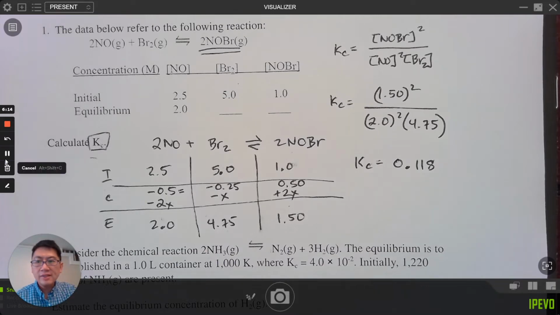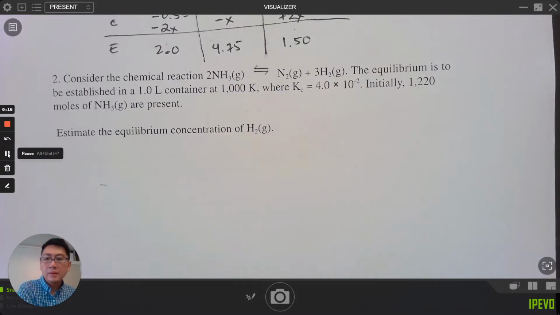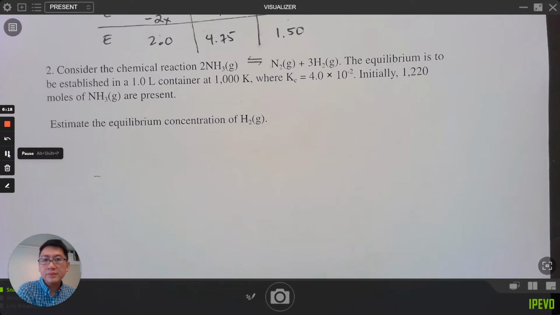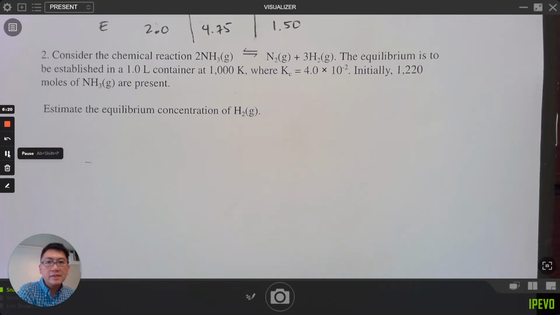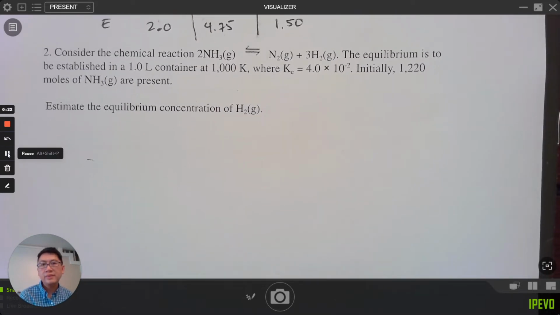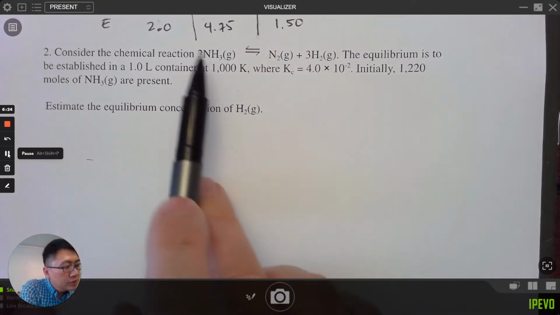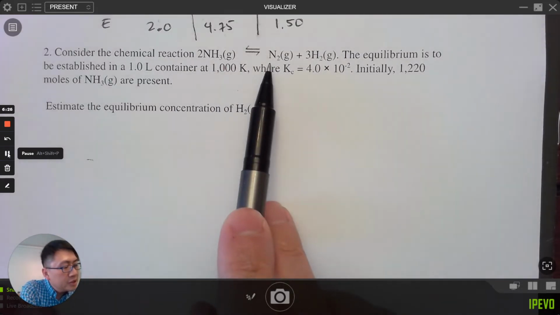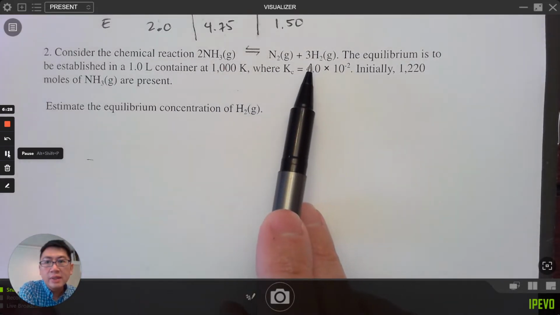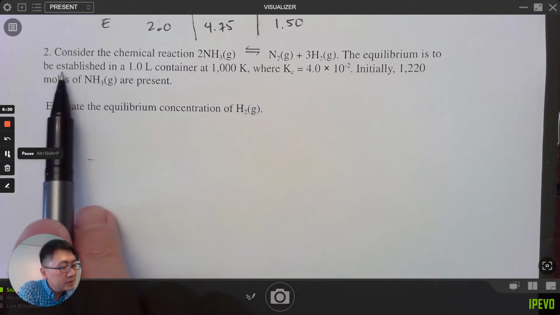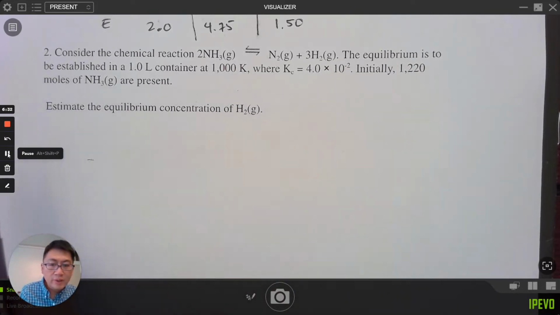Okay, going on to the next one. Okay, problem number 2. It says, consider this reaction: 2 moles of ammonia makes a mole of nitrogen and 3 moles of hydrogen. The equilibrium is set to be established as 1.0.